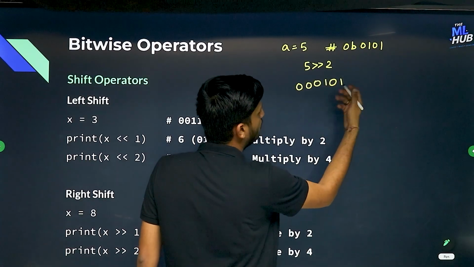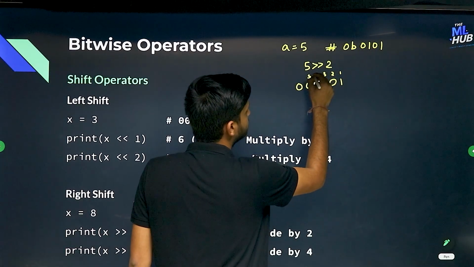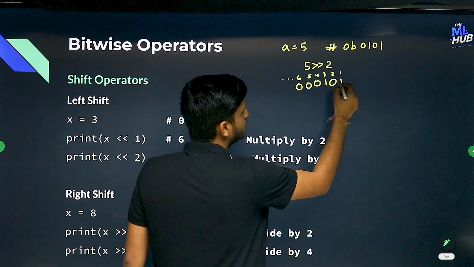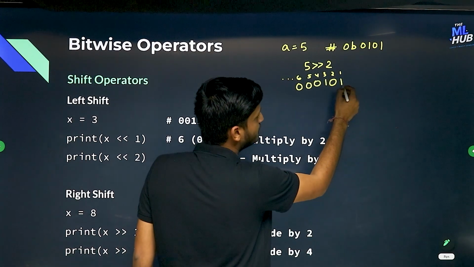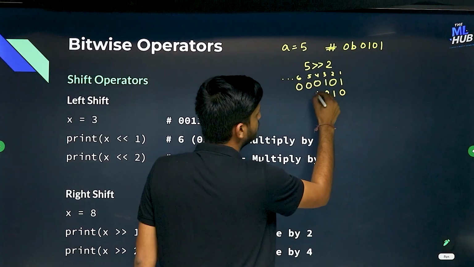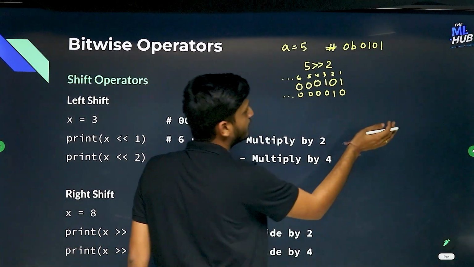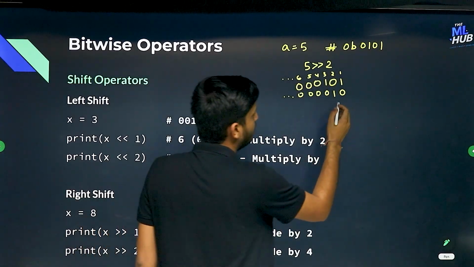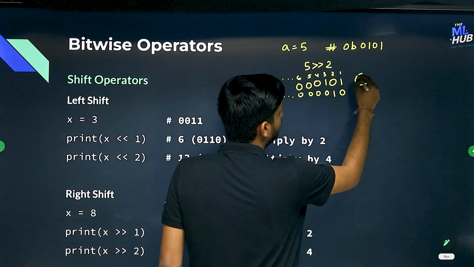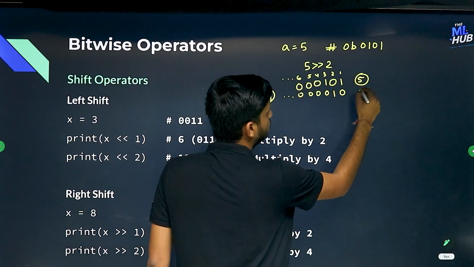So this 1 will go away because, see, this is our first bit, this is our second bit, this is our third bit, fourth bit, fifth bit, sixth bit, and so on. So this 1 will go away because you are right shifting. Now this 0 will come here, 1, then 0, 0, 0, 0 like this, right? So this 1 actually goes away. So the final answer now, this was 5. If you right shift it by 1 position, the answer now becomes, this is the binary of 2.